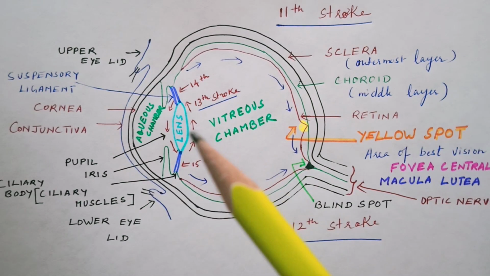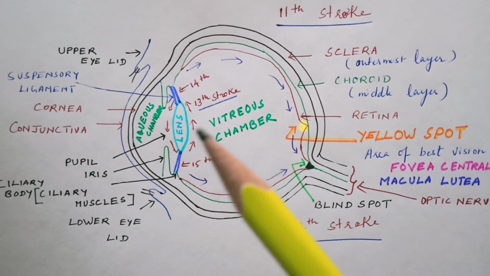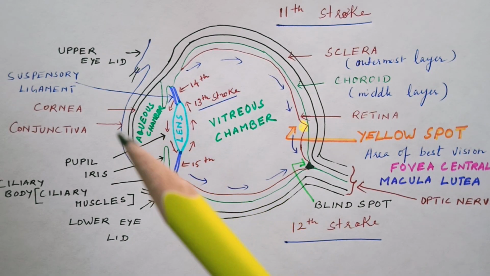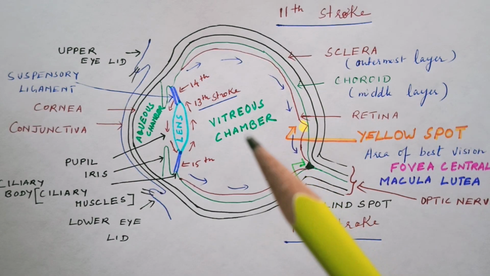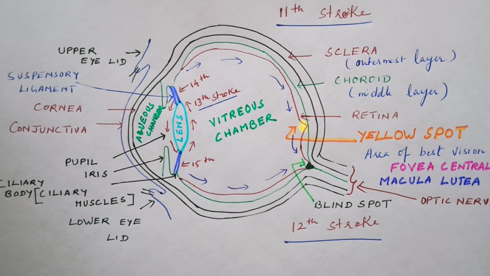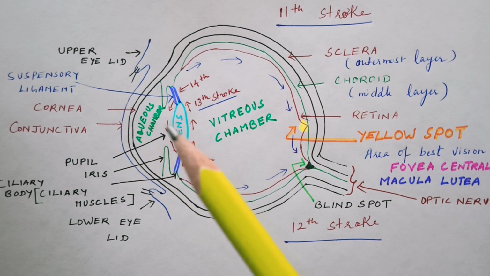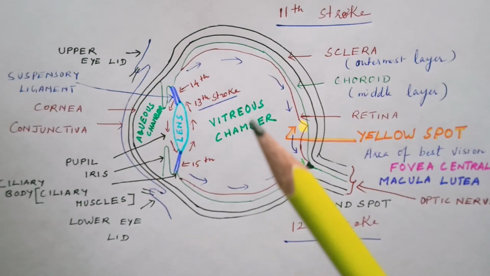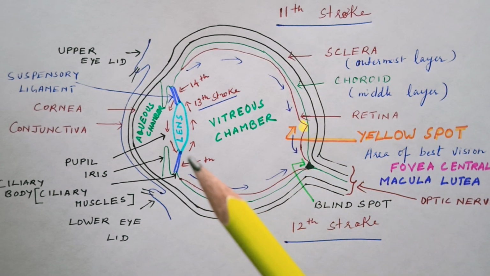The lens divides the entire internal part of the eyeball into two chambers: the smaller chamber, which is known as the aqueous chamber, and the larger chamber, which is known as the vitreous chamber. The aqueous chamber is filled with aqueous humor. The vitreous chamber is filled with vitreous humor. The smaller chamber helps in keeping the eye lens and cornea moist, whereas the vitreous chamber helps in maintaining the shape of the eyeball.